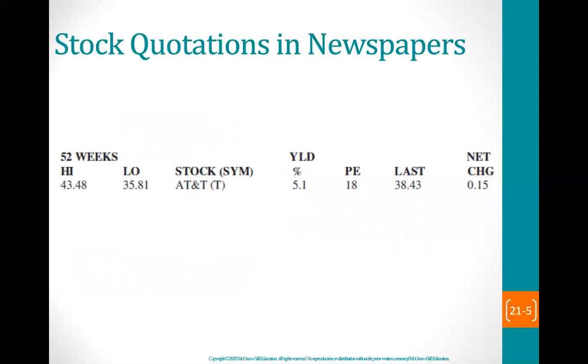Starting at the left, you see it says 52 weeks and it says high and low. The highest price at which AT&T stock traded during the past 52 weeks was $43.48 per share. This means that during the year, someone was willing to pay that much for one share of stock. The lowest price in the last 52 weeks that someone paid for one share of stock was $35.81 per share. The newspaper lists the name of the company, AT&T. The symbol that AT&T uses for trading is the letter T.